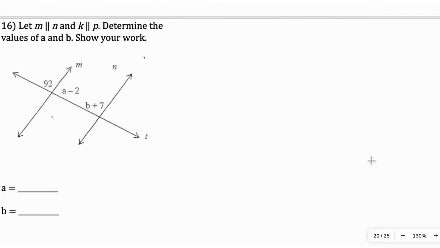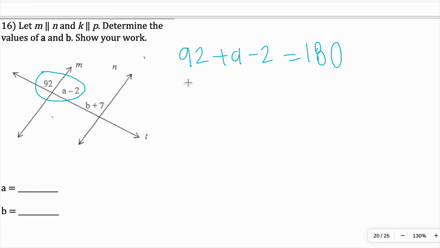For number 16, let M be parallel to N and K be parallel to P. Determine the values of A and B. So what I did first here is I focused on my letter A. I said 92 plus A minus 2 has to be equal to 180 since M and N are parallel. So that would be 90 plus A is equal to 180. So A must be equal to 90.